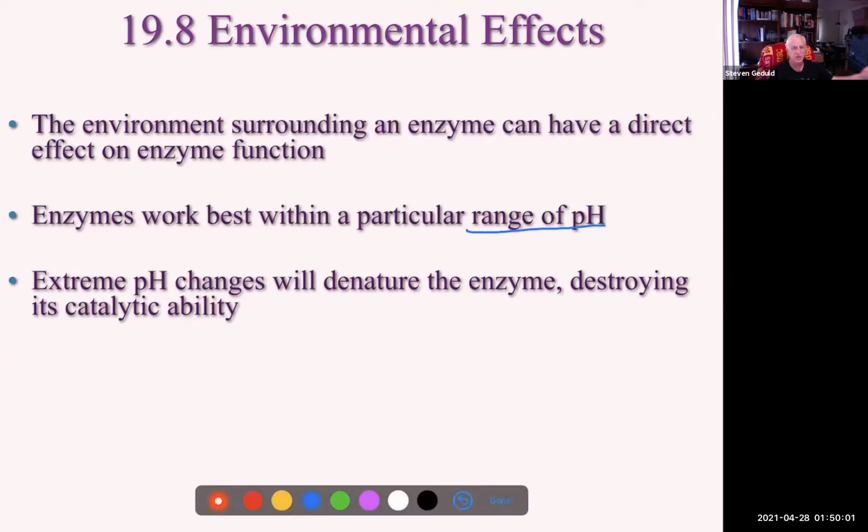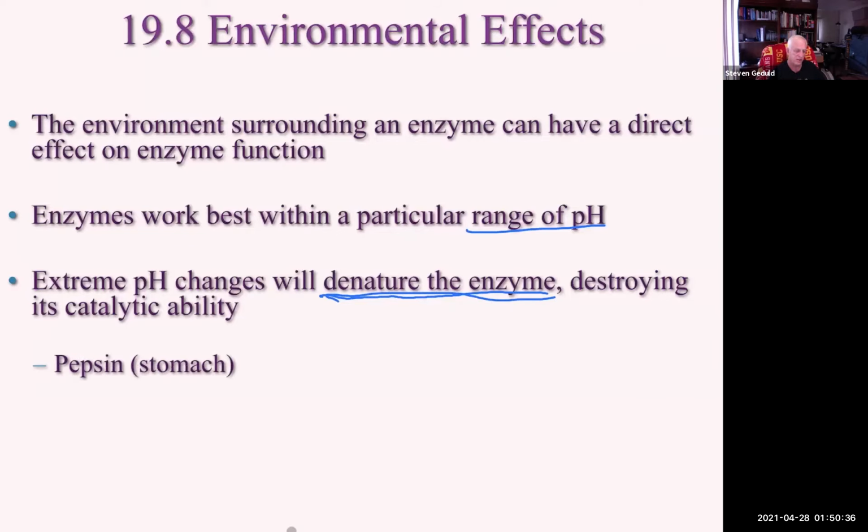Okay. Extreme pH changes will denature the enzyme, destroying its catalytic ability. It won't let the enzyme function anymore. It'll change the shape of the active site. Because if you add hydrogen, like if it gets too acidic, you're going to add hydrogen, and it will change the shape of that active site. If it's too basic, okay, you'll take away hydrogen. Again, change the shape of the active site. And that will denature the enzyme with extreme pH changes.